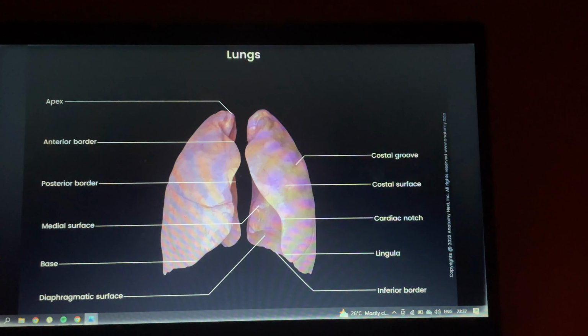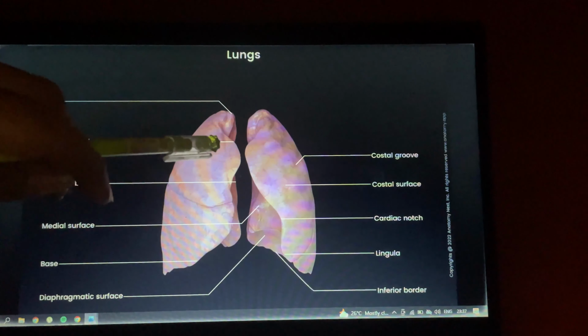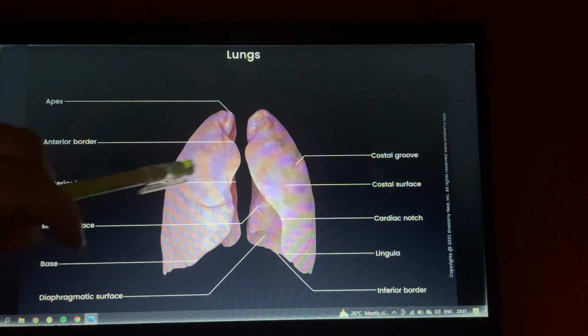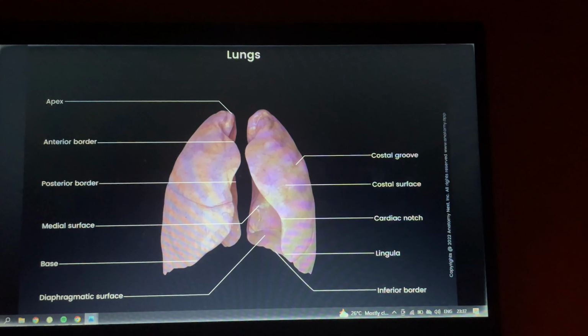And next one is the base. The base is semilunar and concave, and rests on the diaphragm, which separates the right lung from the right lobe of the liver, and the left lung from the left lobe of the liver, and the fundus of the stomach and the spleen.